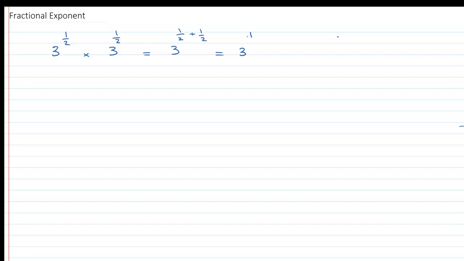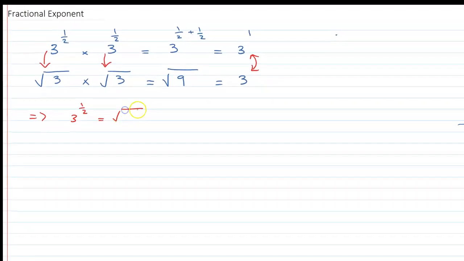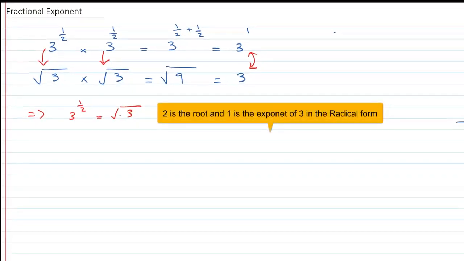All the rules apply. Now, if you recall, if you have the square root of 3 times the square root of 3, what would that be? That is the square root of 3 times 3, that's 9, which goes under the radical, that's the radicand, and the square root of 9 is 3. And if you look, both of them got 3. So that means that 3 to the power of a half must equal the square root of 3. All right? So here is the first law.